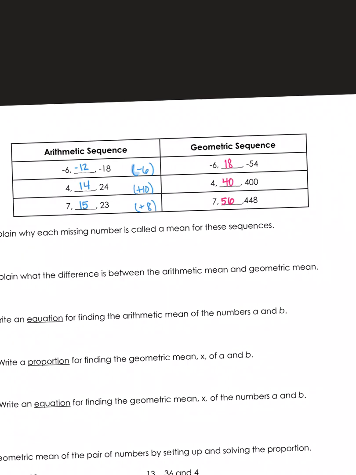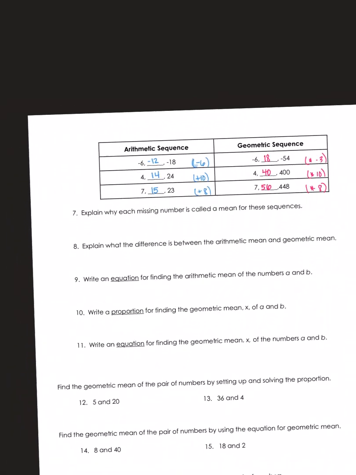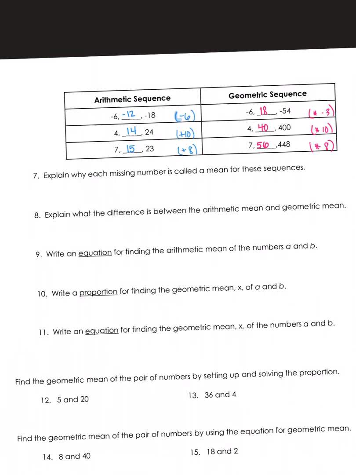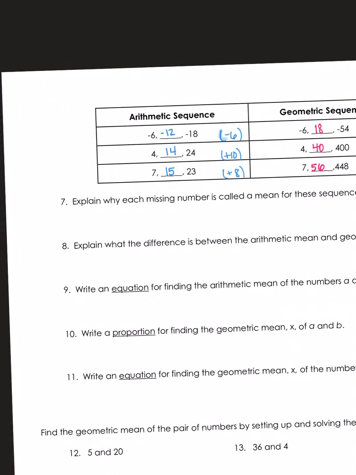Okay, and so it was 18 for the first one, or -18, and I multiplied by -3. For the second one, I was multiplying by 10. And for the third one, I was multiplying by 8. So I had geometric means of 40 and 56. All right, so explain why each number is a mean for these sequences.